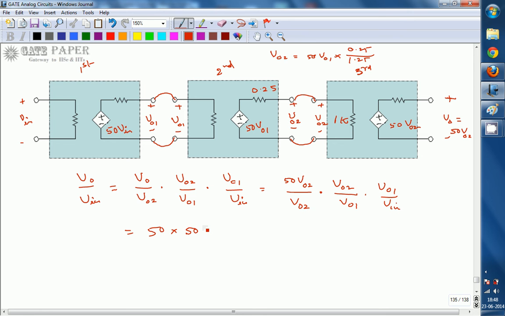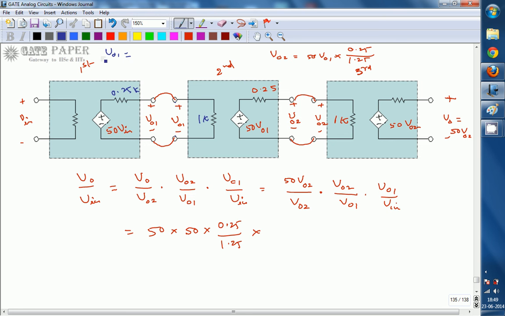So 50 into 0.25 divided by 1.25, and next V01 by V input also can be written in this way. V01 is nothing but voltage across these two terminals, which is nothing but voltage across 1K, and this is 0.25K. So this 50 Vin is now dropping across 0.25 kilo ohms and 1 kilo ohms, and voltage across 1 kilo ohm is nothing but V01. So you can use voltage division rule for this loop.